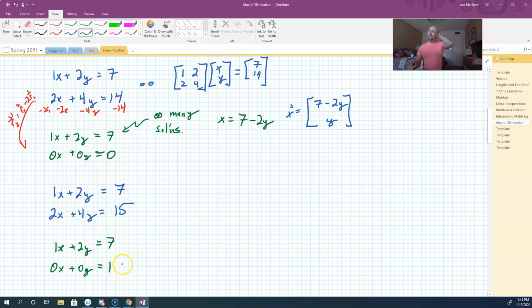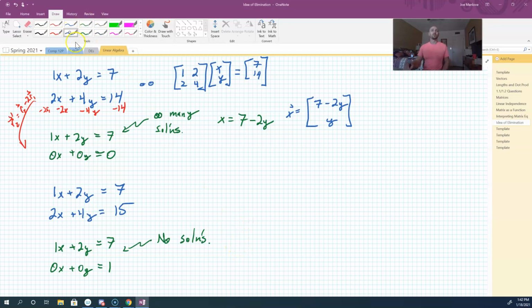You guys see that? So in this case, there's no x's and no y's that add to 1. What x and y could I put in for this? There aren't any. So this is no solutions. What this means is that there isn't a vector x, right?